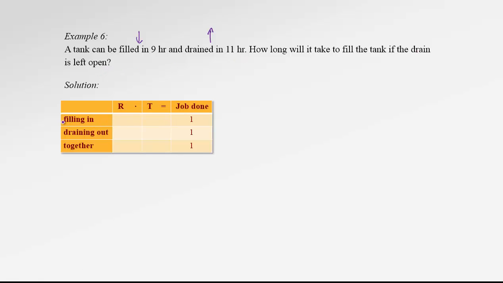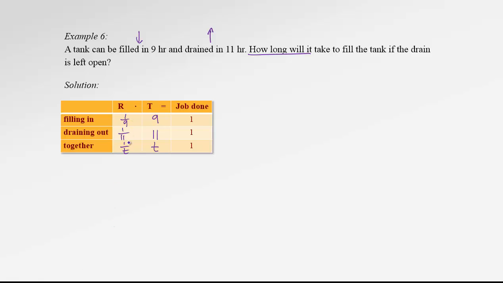So we have one row that refers to filling in, the other row that refers to draining out, which means undoing the job, and the last row, what will happen together. What do we know? Filling in takes 9 hours. 9 goes here. Draining out takes 11 hours. 11 goes there. Together, well, we don't know. That's exactly the question. How long? So let t represent the time needed to fill the tank if the drain is left open. And then we use the formula at the top. Rate is 1 divided by time. So it's 1/9 here, 1/11 over there, and 1/t in the last box.